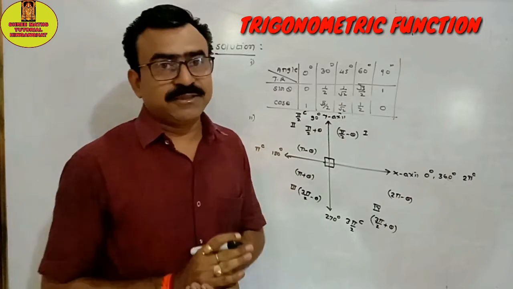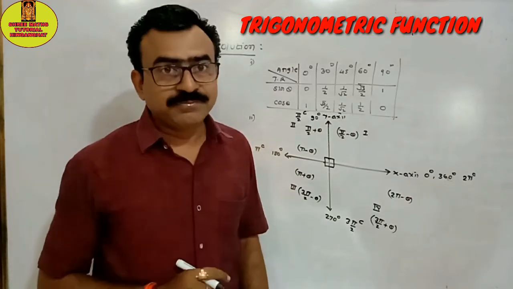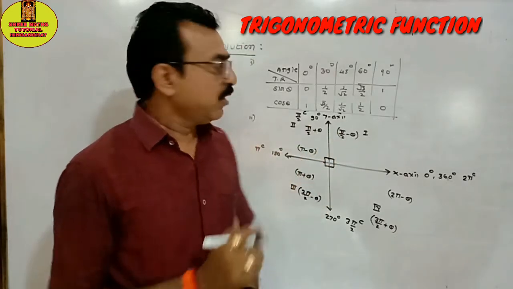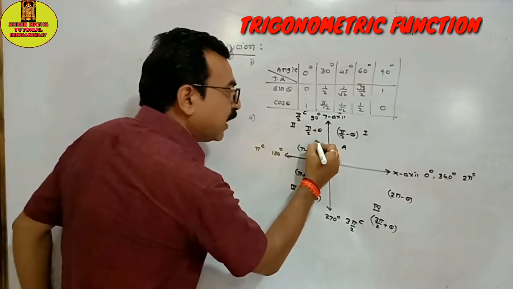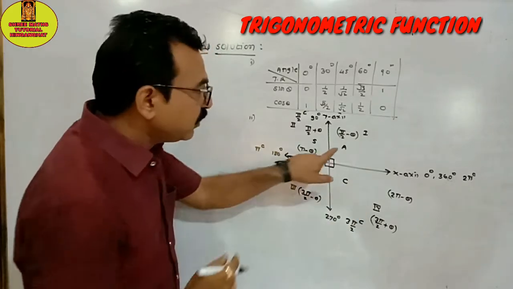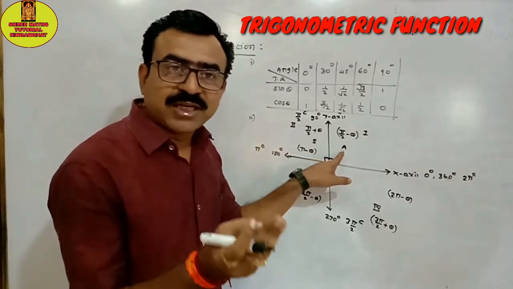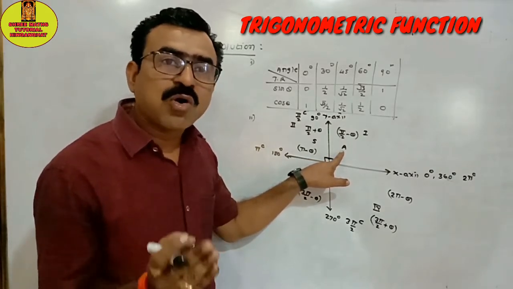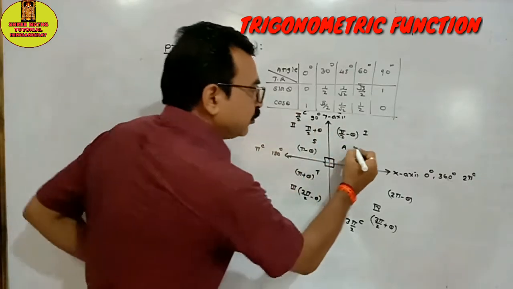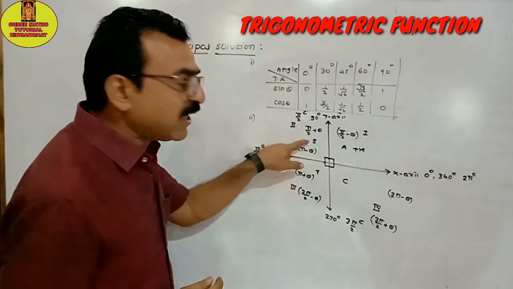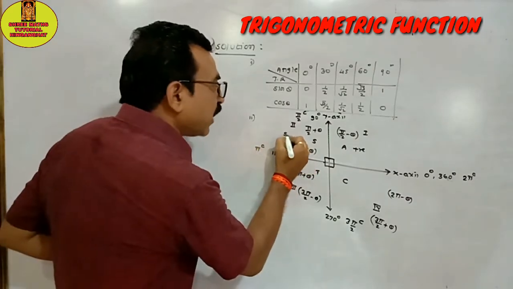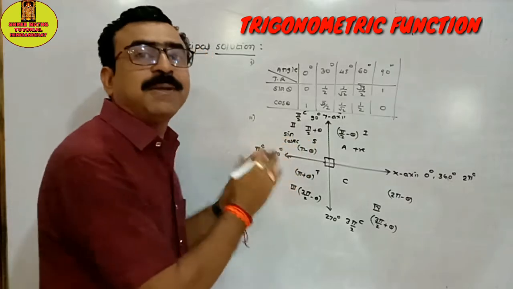Understood? After that, you have to remember one line here, and that line is: all students take care in corona. All. Okay, students take care in corona. It means all trigonometric ratios, that is sine, cos, tan, cot, sec and cosec, in first quadrant are positive. Okay. In second quadrant, sine and its reciprocal ratio cosec, so these two trigonometric ratios, sine and cosec, are positive.